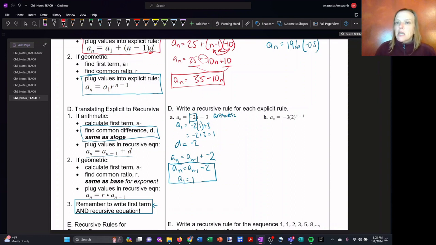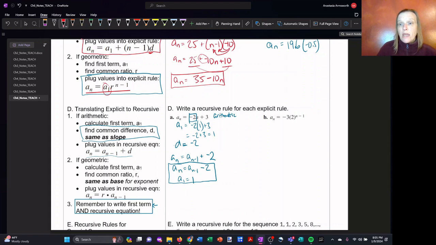The nth term of the sequence is -3 times 2 to the n minus 1 power. If you see a variable in an exponent, you should be thinking, oh, this is one of those geometric sequences. So when we look at that explicit rule for geometric sequences, a sub n, the nth term, is the first term times r to the n minus 1 power here.